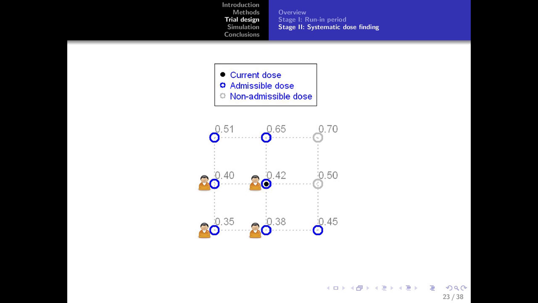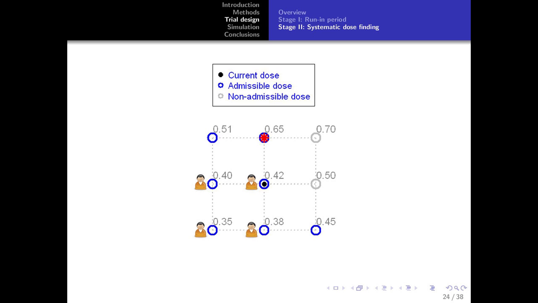Page 23. Here the diagram shows the main idea. In here we still have 9 doses, and the one with the black dot is the current dose. There are some doses on the side with a person symbol. It shows that the dose has been previously used to treat patients. So that means in this lower corner, we treated some patients.